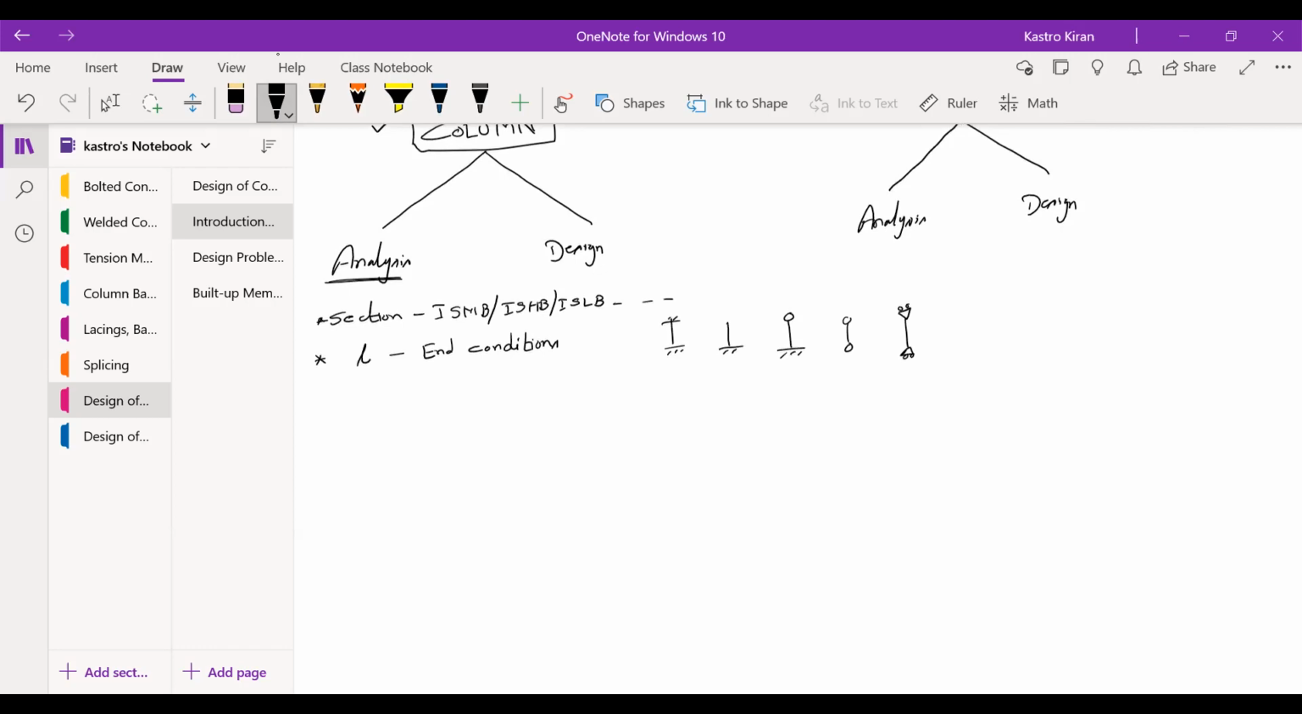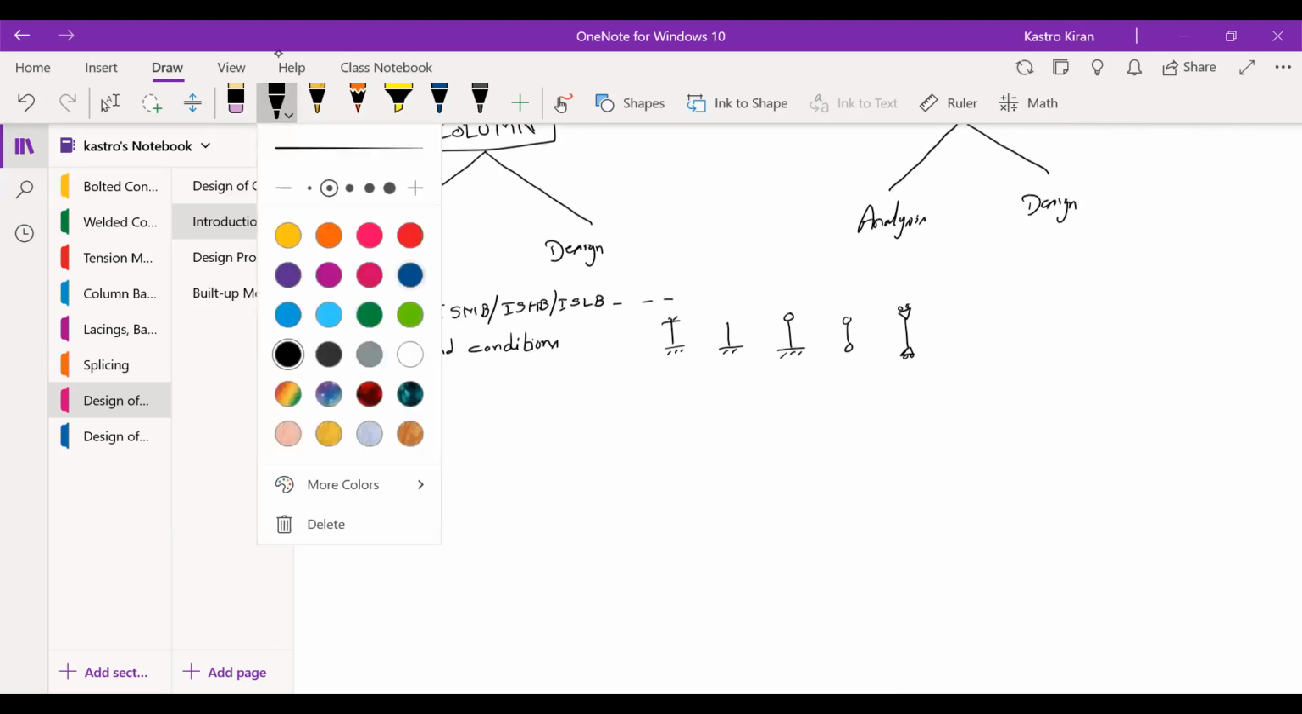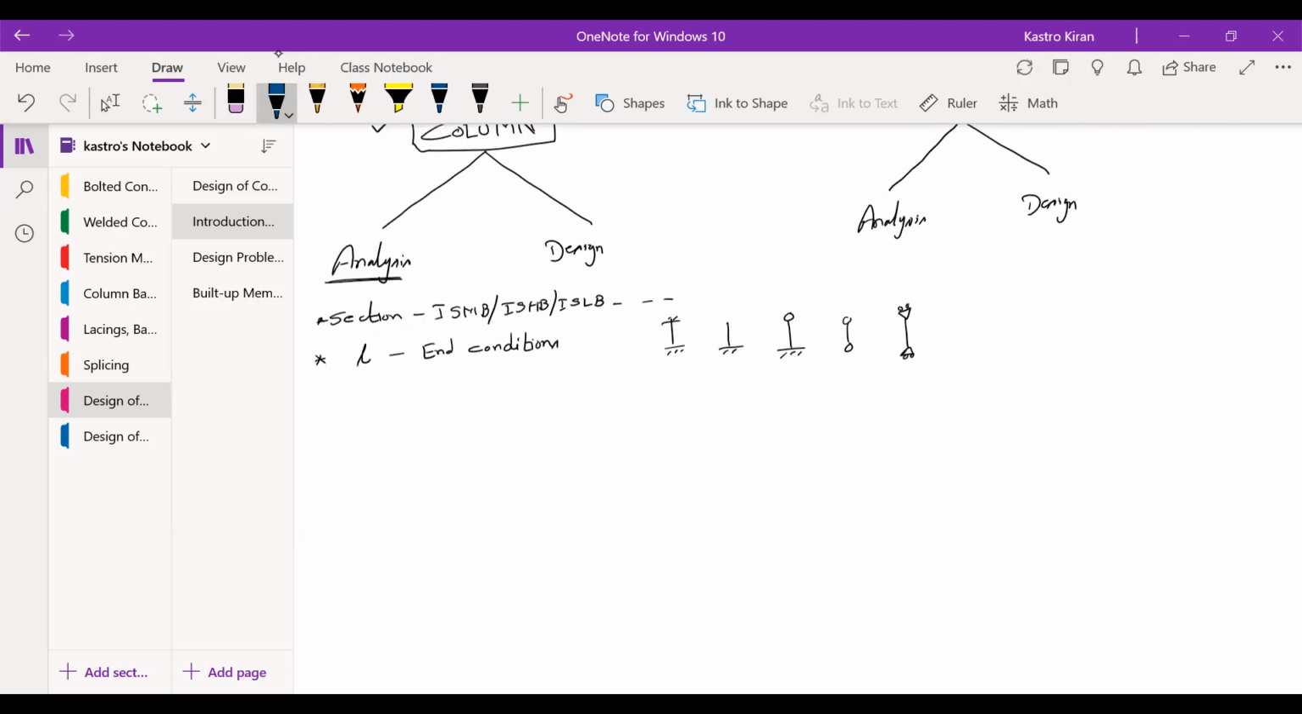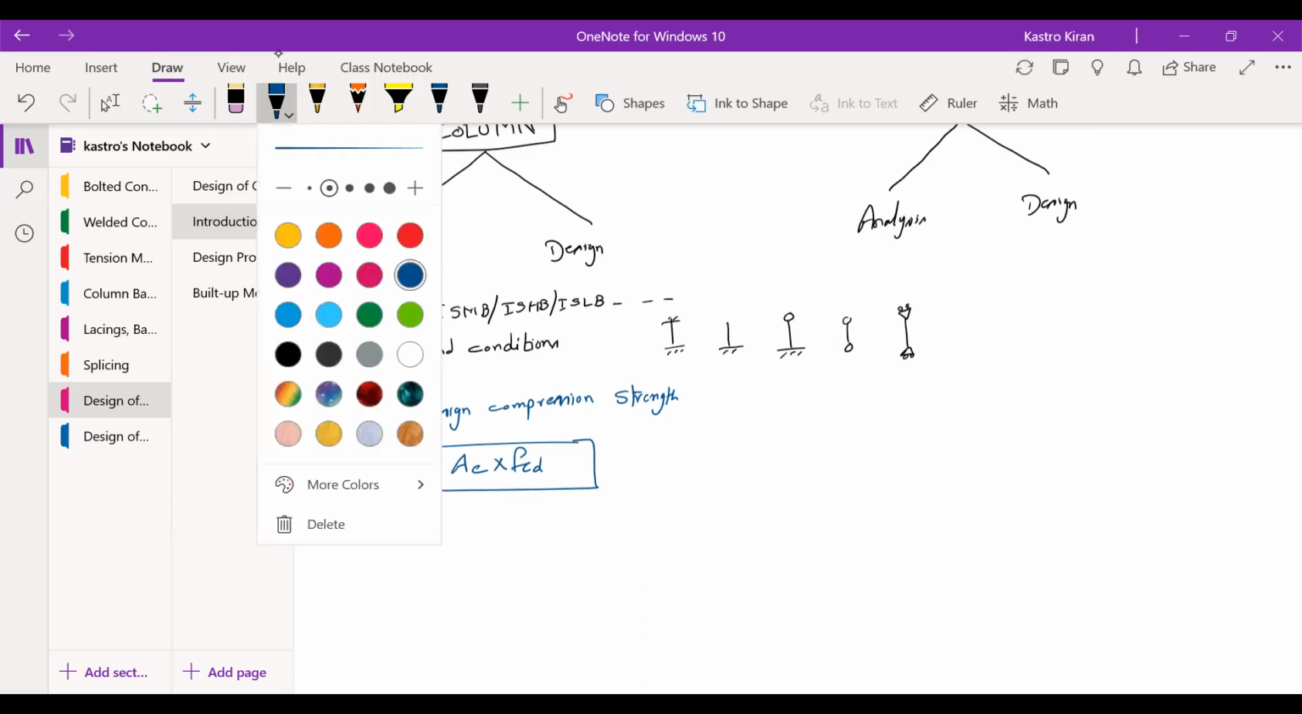Now, what will you be asked to find out from these elements? You will be asked to find out the design compressive strength, the value of PD. This is what they are going to ask you in the analysis types of problems. You know the formula to find out the value of PD, that is PD equals Ae into fcd. From this equation, you are going to get the value of PD. We'll solve one type of problem which is based on analysis. So this is all about analysis.